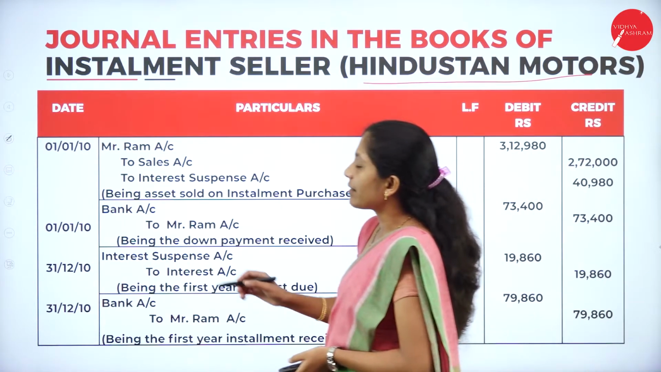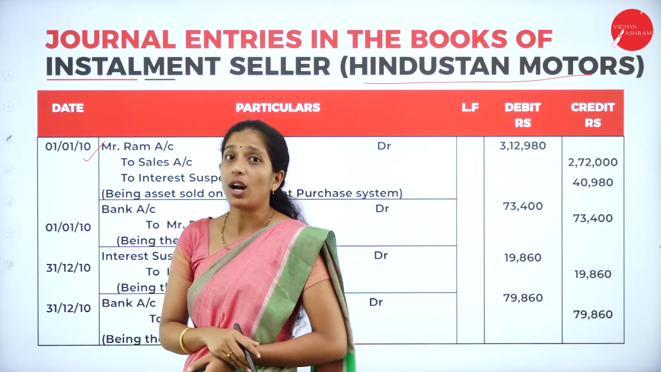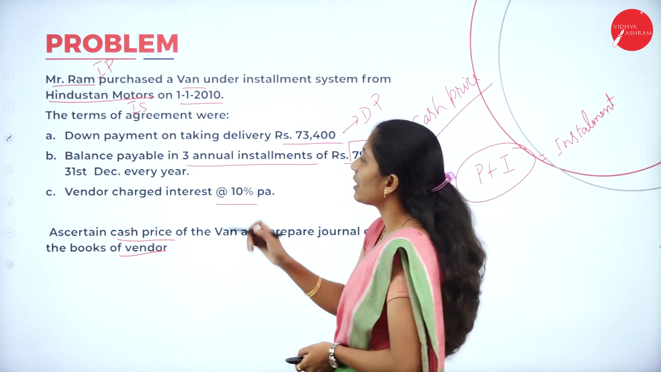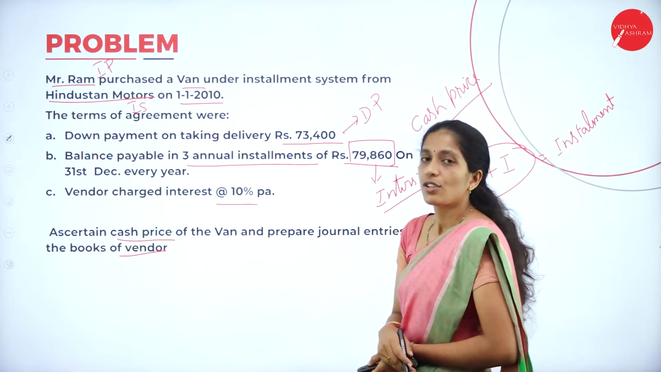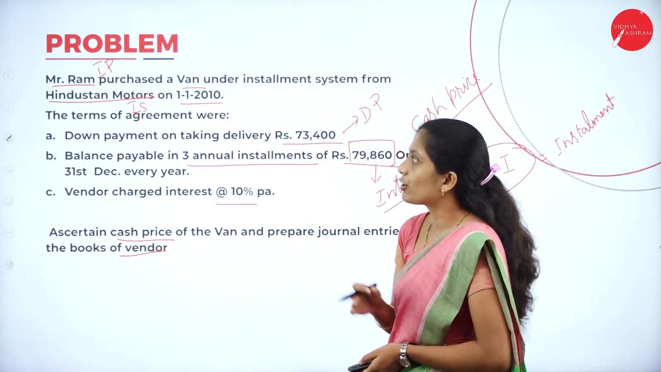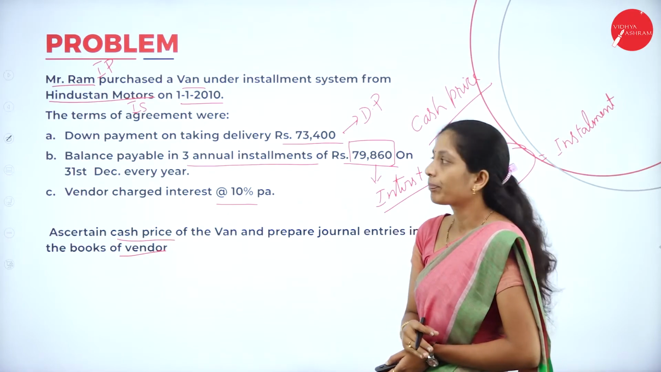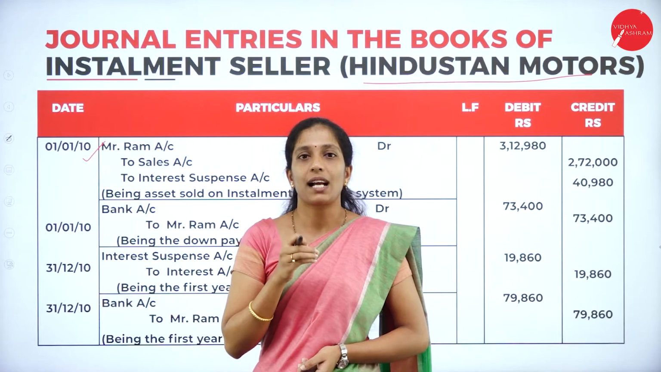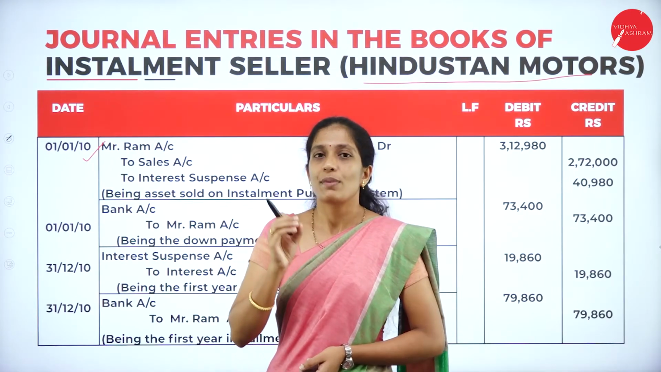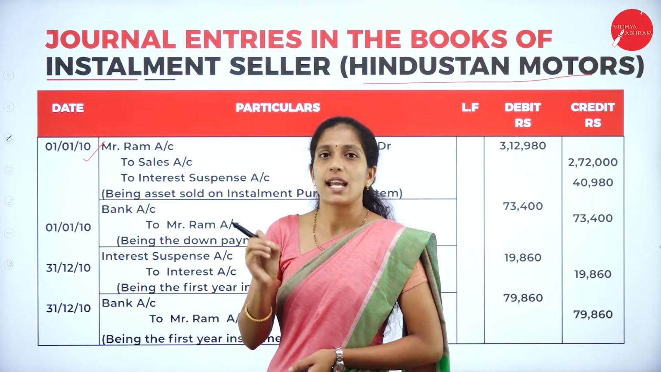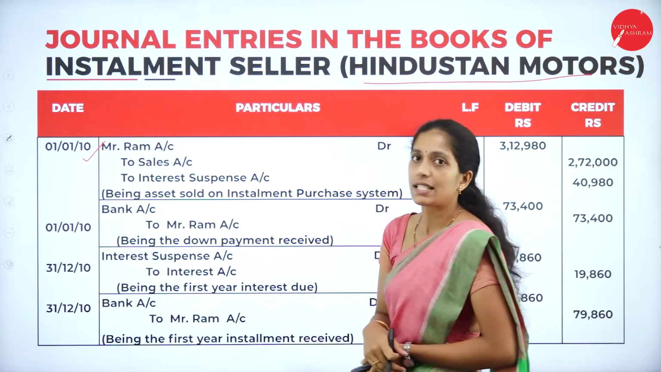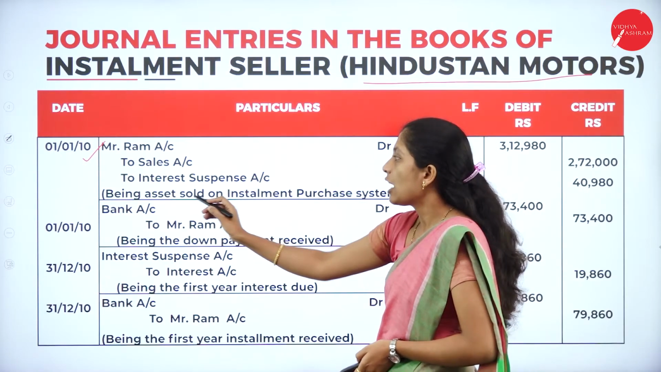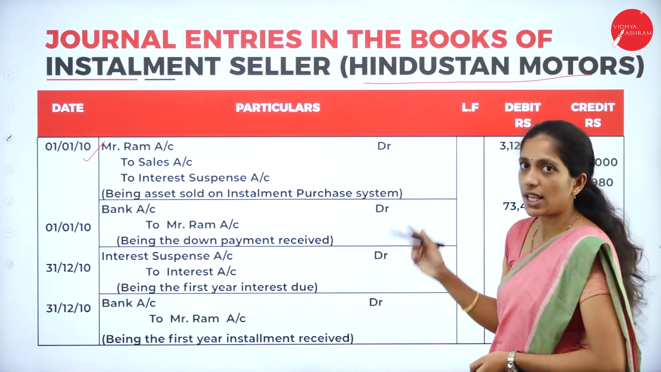Now what is the first entry? First entry is for selling of asset. When did the transaction take place? That is on 1/1/2010. The asset has been sold by Hindustan Motors to Mr. Ram. So what is the journal entry for selling of asset? Who is receiving that asset? Mr. Ram. So Mr. Ram account debit, to sales account, to interest suspense account. This is the entry for selling of asset, being asset sold on installment purchase system.